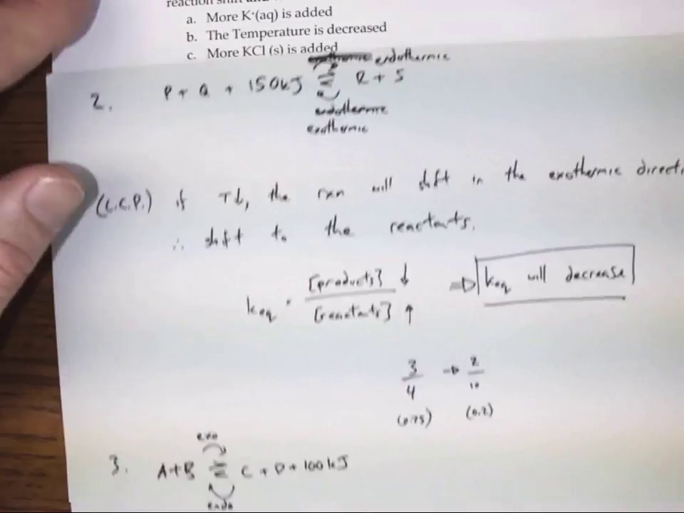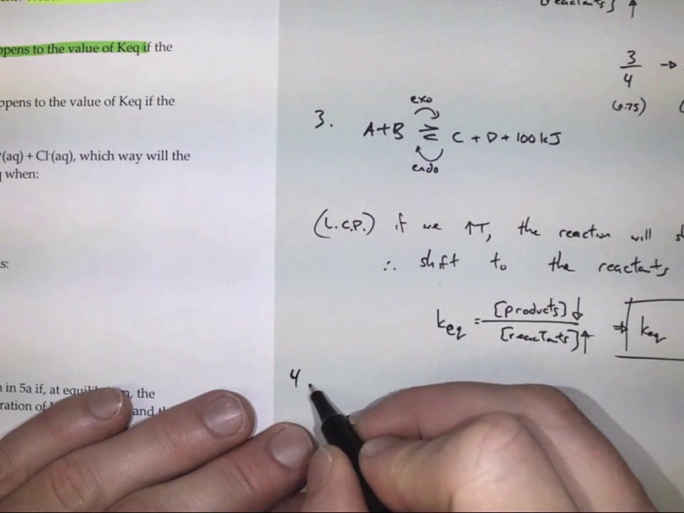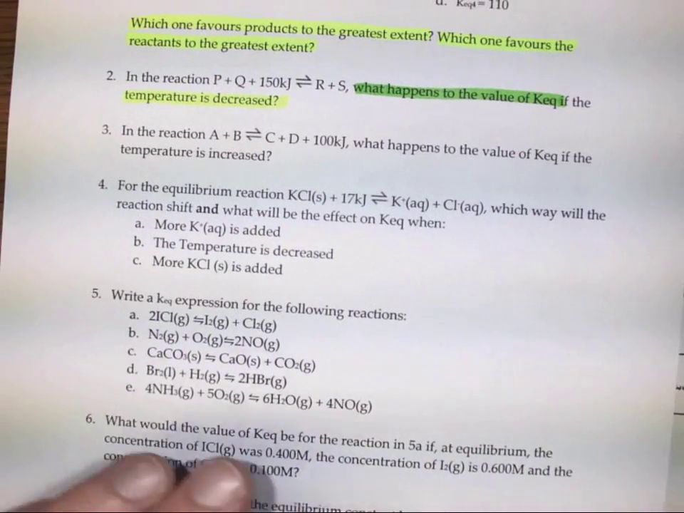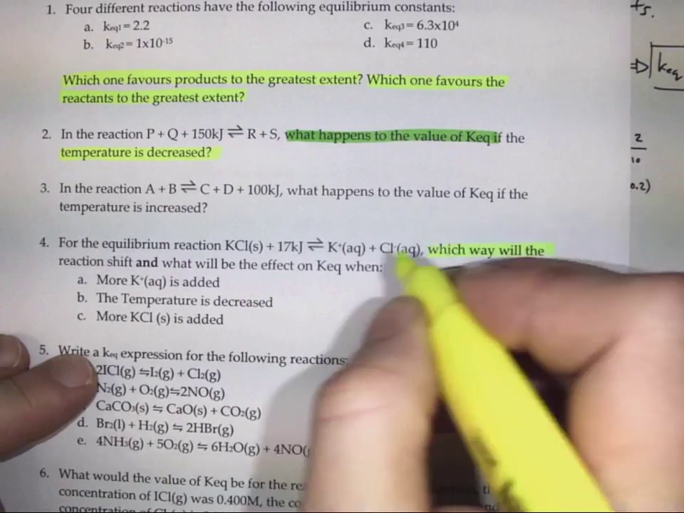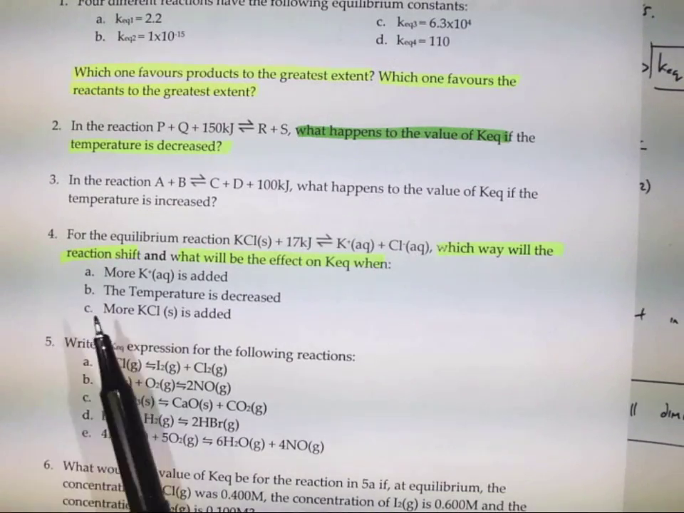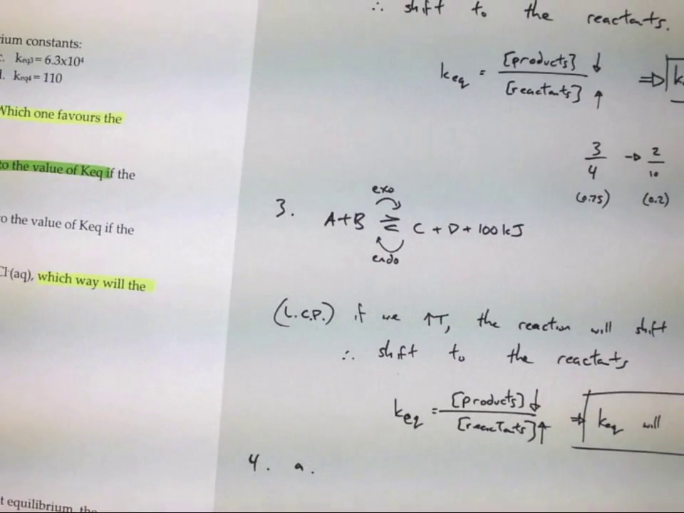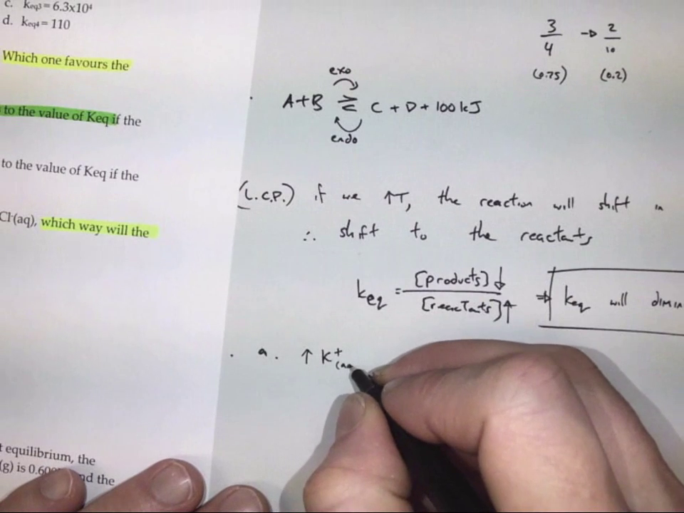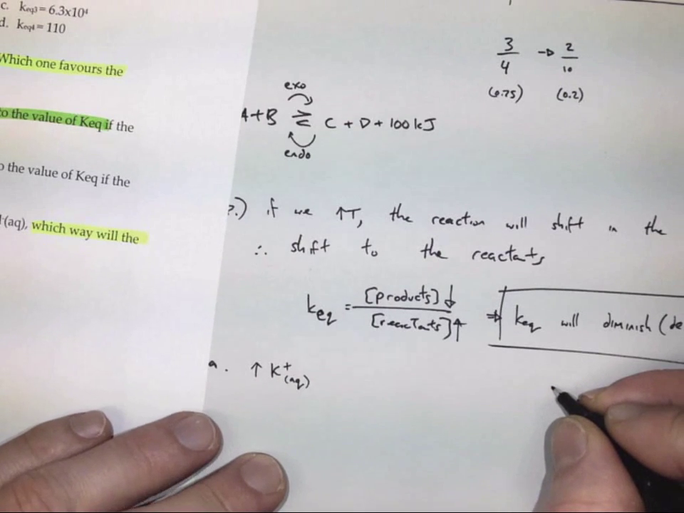So let's move on. This question asks, question 4A. All right, so we're asked to explain how the reaction will shift. Which way will the reaction shift, and what will be the effect on our equilibrium constant if we increase the potassium ion concentration? So we're adding some potassium ions in aqueous form. And you know what, maybe it's better if I write the reaction. I'll just write it out over here.